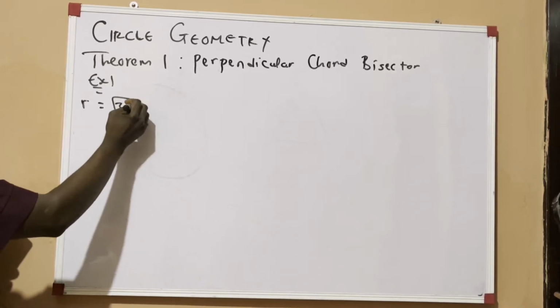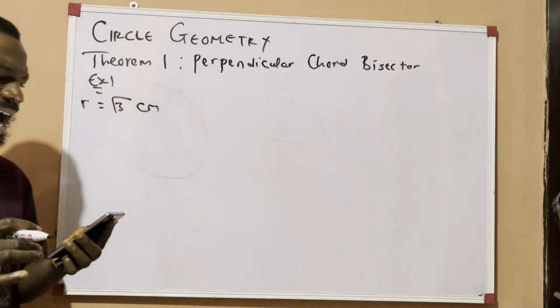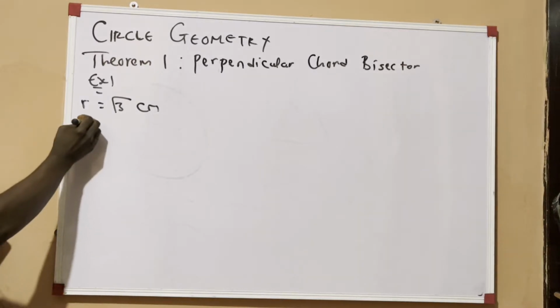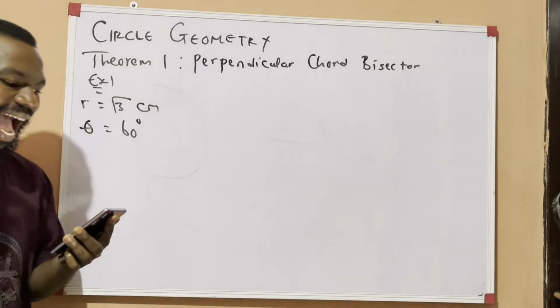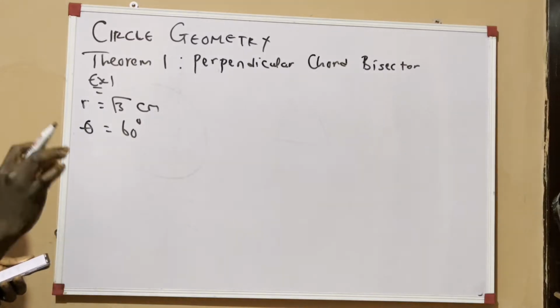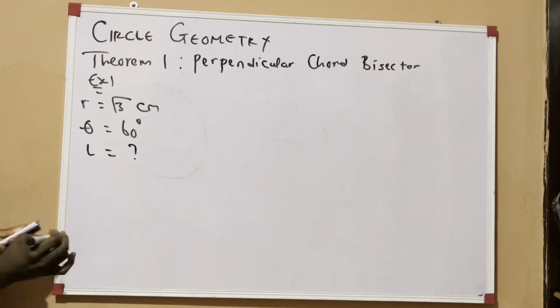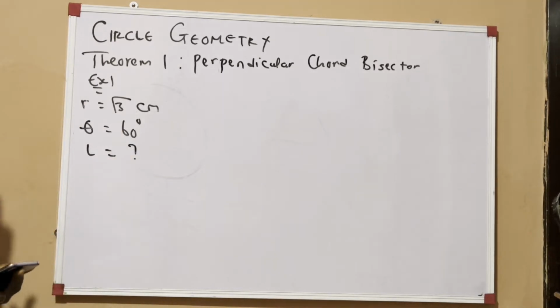√3 centimeter subtends an angle of 60 degrees, meaning our theta is 60 degrees at the center. Now find the length of the chord. The length of the chord here is a question mark. We don't know. Now, how do we go about solving this problem?